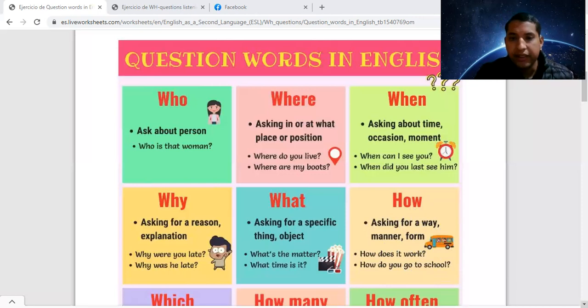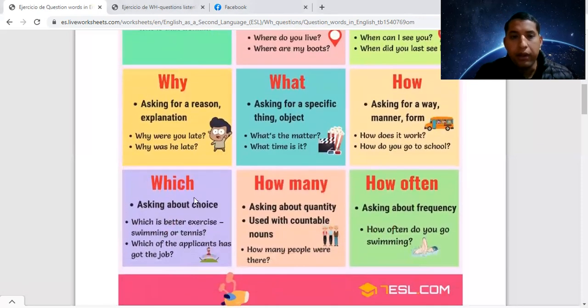Okay, very good. Let's continue with which. Asking about a choice, okay? When we have options to choose, for example, which is a better exercise, swimming or tennis? Which of the applications has got the job? Okay, so when you have options, is which, okay? Because which is used for asking about choice, okay?